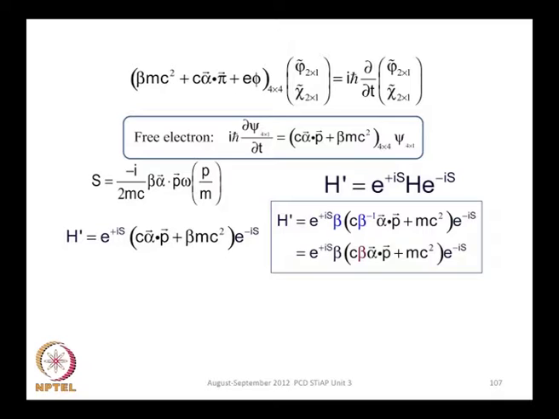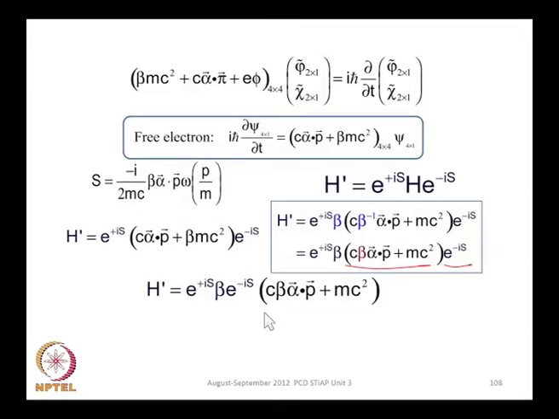Okay, so you get e to the is beta, and then you get c beta alpha dot p plus mc square e to the minus is. So that is the term that you get, and then since the transformation operator S is already made up of beta alpha dot p, which is what you have over here, this is just mc square multiplied by the unit operator. So that is going to commute with e to the minus is without any difficulty, but even this one would, and this e to the minus is can be written before this bracket.